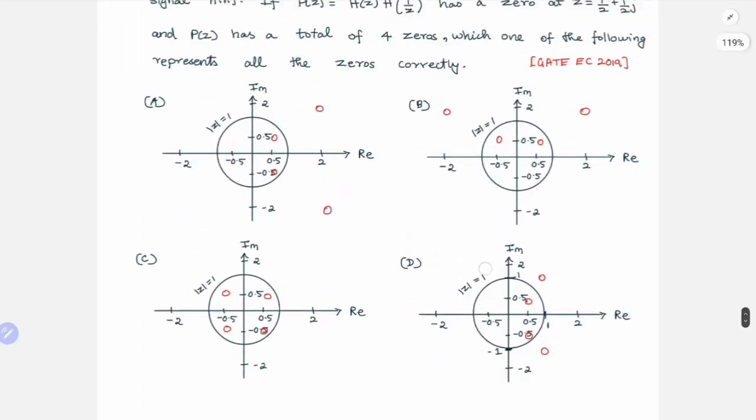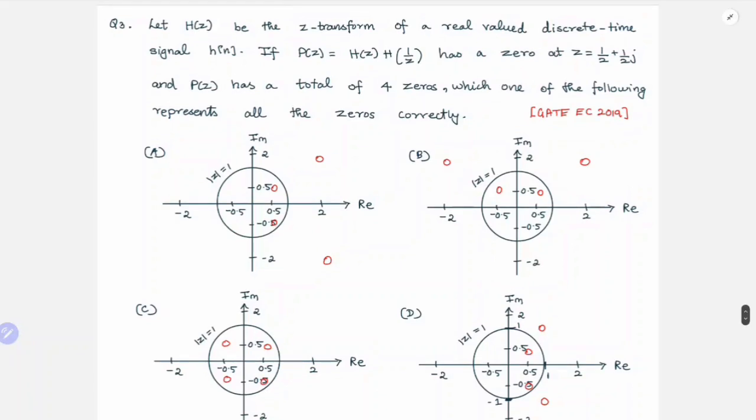Moving on, question number 3. Again, another pole zero plot question. Let H of z be the z transform of a real valued discrete time signal h of n. If P of z equal to H of z into H of 1 by z, you need to note that it is real valued, and your P of z is equal to H of z into H of 1 by z. H is 0 at z equal to 1 by 2 plus 1 by 2j, and P of z has a total of 4 zeros. Which one of the following represents all the zeros correctly?